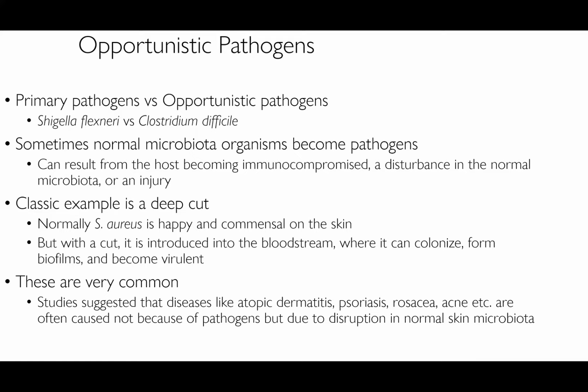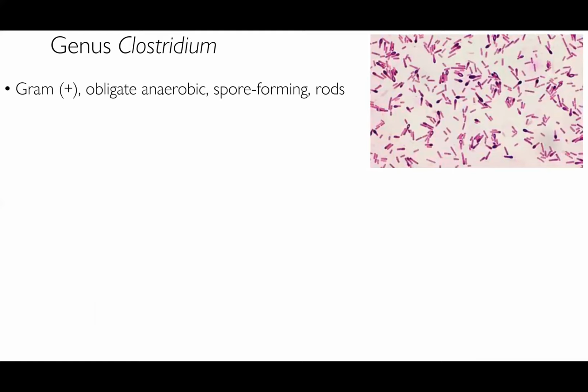However, they've been gaining a pretty heavy dose of research in recent years because of how important they're becoming as pathogens to humans. They are gram-positive bacteria, they're obligately anaerobic, and they do form endospores, and they are rod-shaped. This is what they look like with their little endospores.